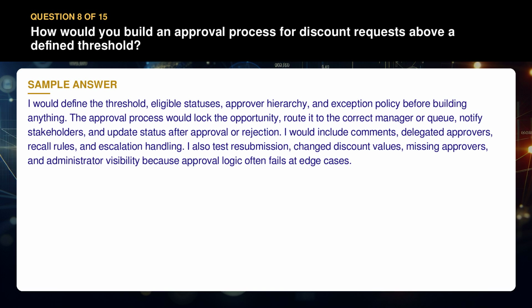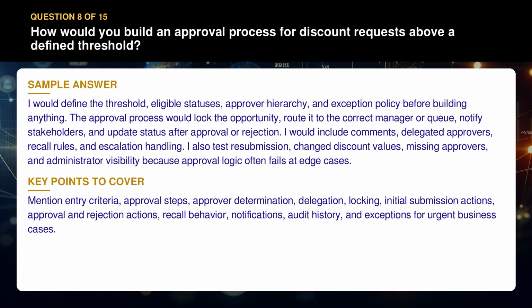I would include comments, delegated approvers, recall rules, and escalation handling. I also test resubmission, changed discount values, missing approvers, and administrator visibility because approval logic often fails at edge cases. Mention entry criteria, approval steps, approver determination, delegation, locking, initial submission actions, approval and rejection actions, recall behavior, notifications, audit history, and exceptions for urgent business cases.